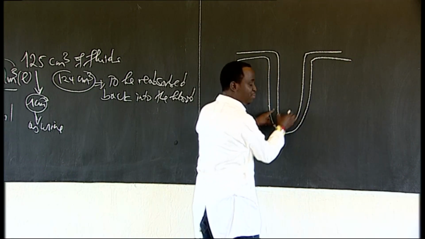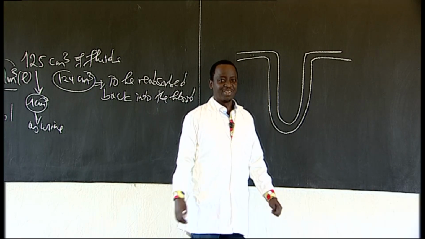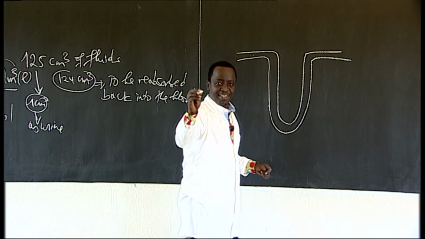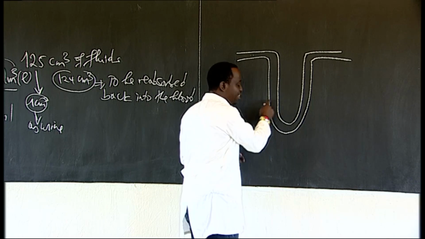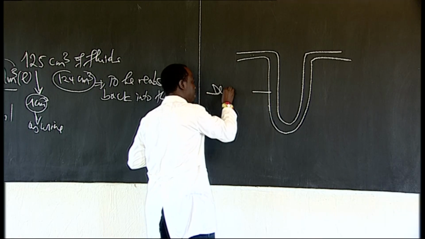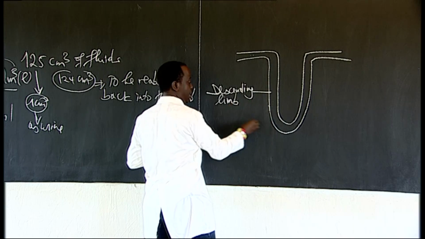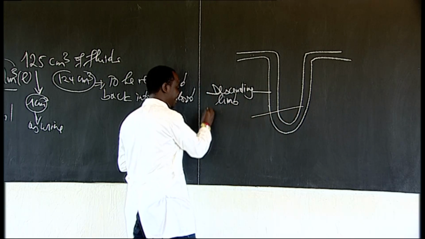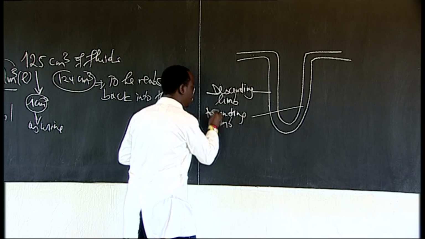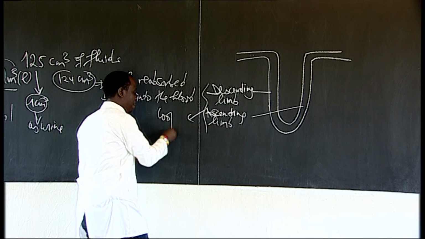Now we are here at the loop of Henle. This is the proximal convoluted tubule. We have already talked about this. So now follow. Our filtrate has now reached here. So now, as I have said, this is the descending limb, and this is the ascending limb. Those are parts of what? Of the loop of Henle.